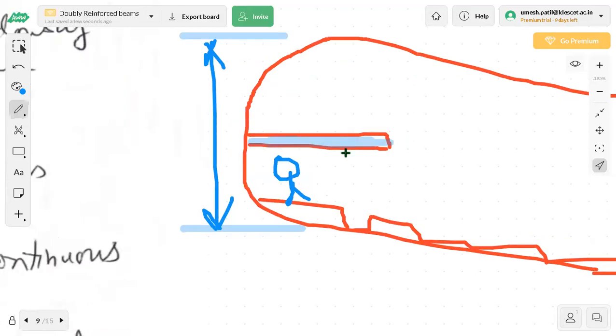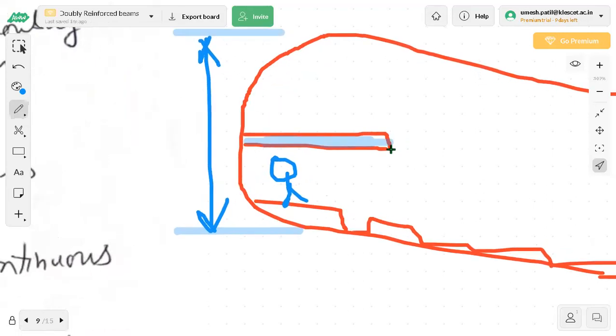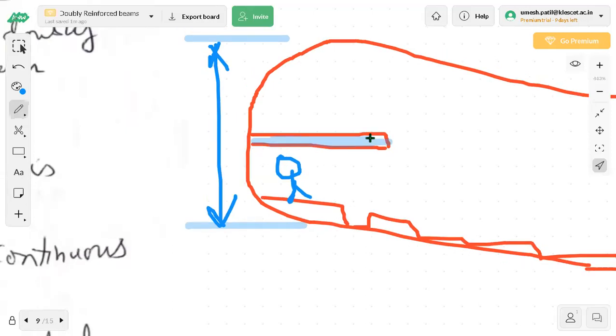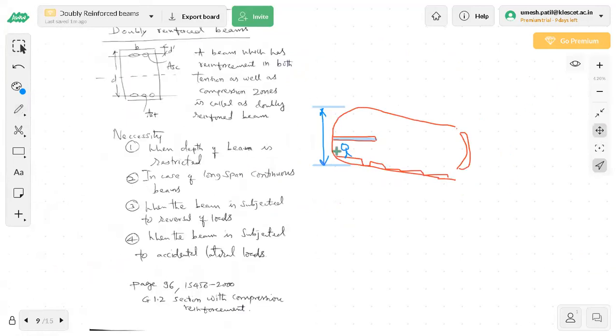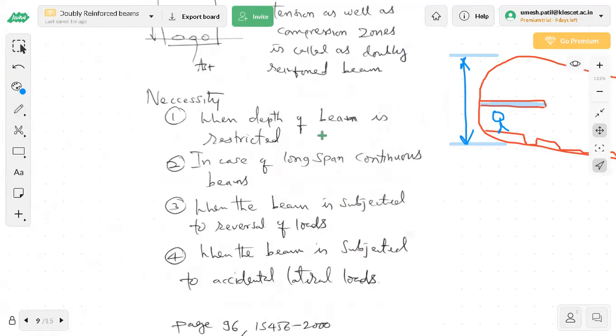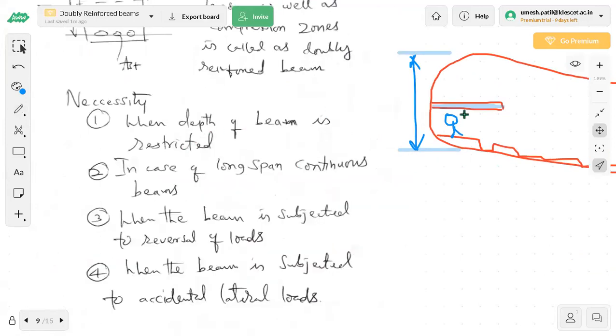So the solution is to increase the moment of resistance, keeping the depth constant. What I can do here is provide steel in the compression zone. If I provide steel in the compression zone without increasing the depth, I can increase the moment of resistance. So this is where I can go for a doubly reinforced section. When the depth of the beam is restricted, like in these cinema theater multiplexes, this is what is done.